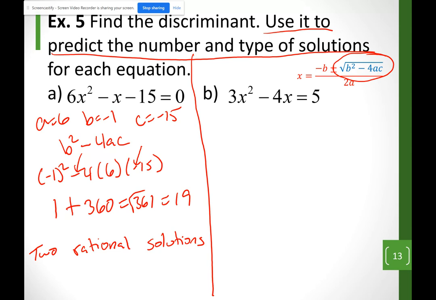Now, let's take a look at example B. My 5, let me move it over as a minus 5. So I have this as 3x squared minus 4x minus 5 is equal to 0. So I have that my A is 3, my B is negative 4, my C is negative 5.